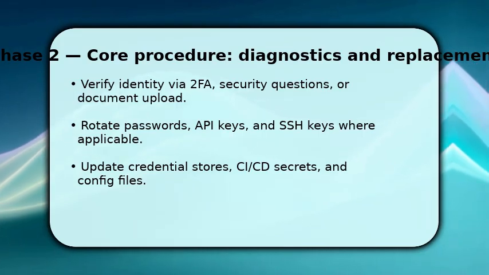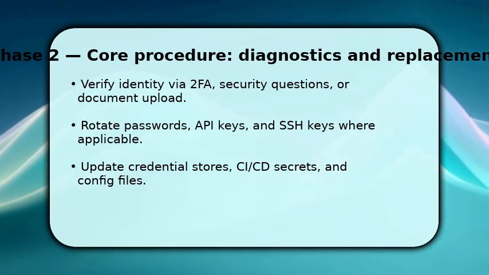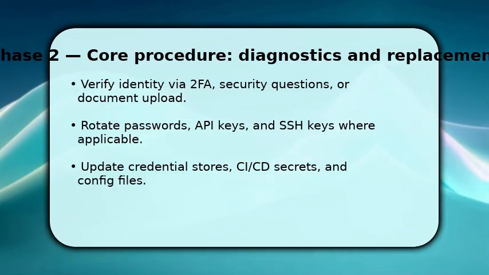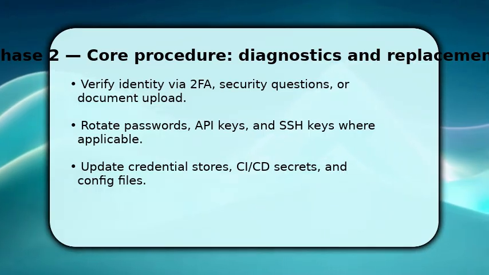Once verified, rotate passwords, API keys, and SSH keys systematically. Use strong, unique strings and a password manager. Then update credential stores and secrets in CI/CD pipelines, config files, and any service accounts.